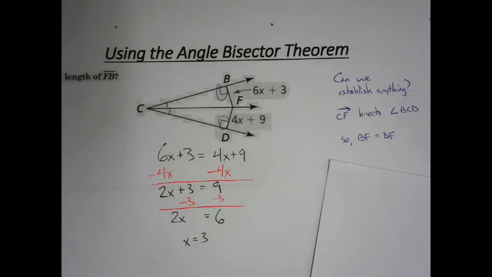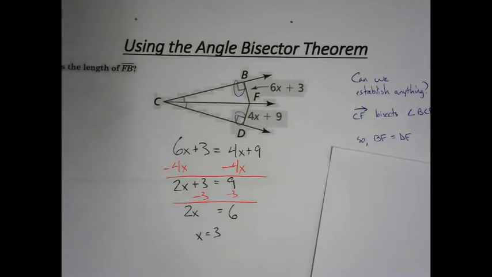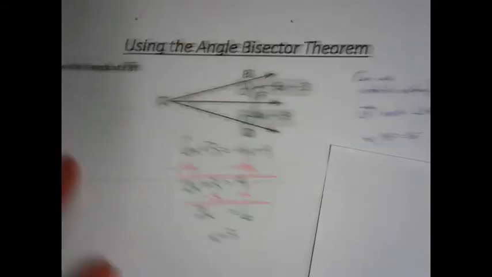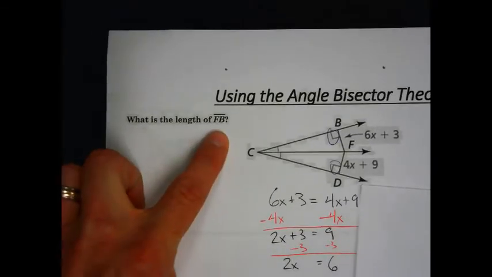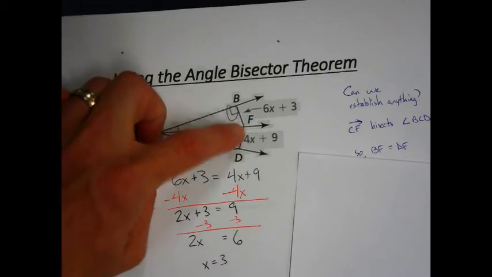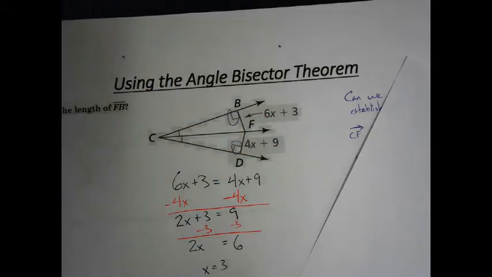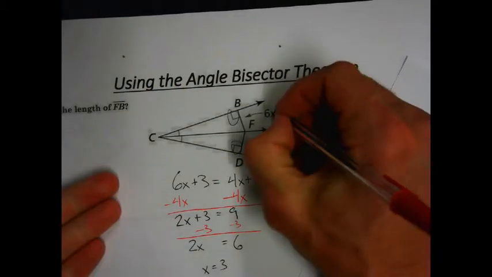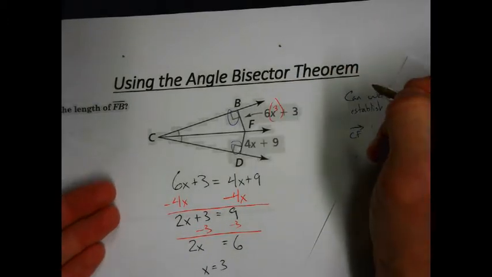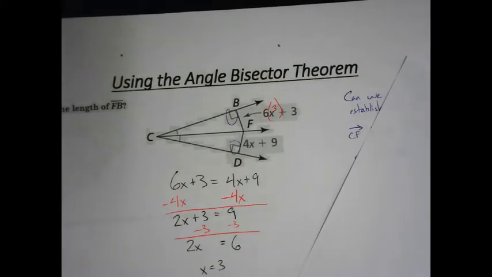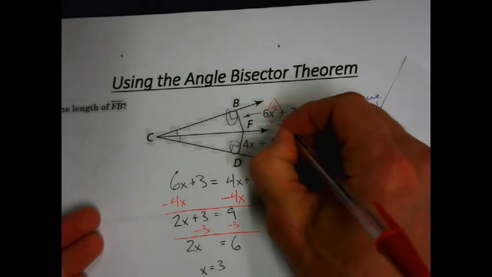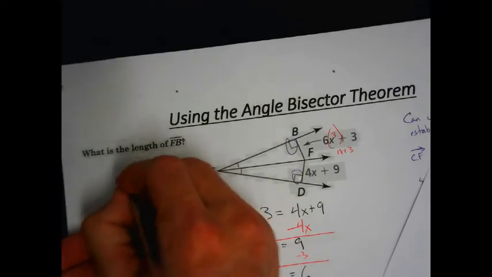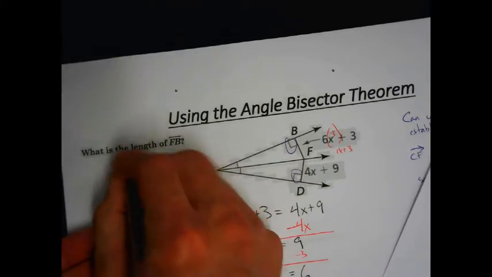Now don't go circling your answer, right? Because you got to, what's the question? What's the length of the segment FB? So let's look for segment FB. It's 6x plus 3. But we just found x to be 3, so it's 6 times 3 plus 3, otherwise known as 18 plus 3, otherwise known as 21. So we have 21 units is the length of segment FB.